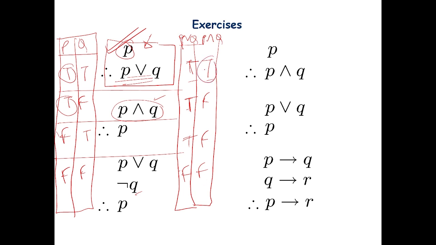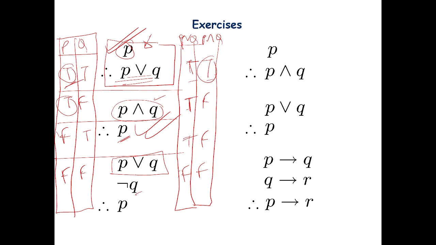P and Q. Okay, so this is the given one. We're going to look at this only through the assumption. This row. And is P true? Yep, P is true. So this is also a valid argument. Oh, that's nice.